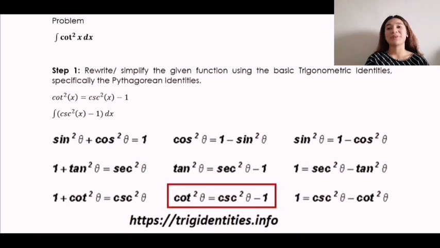Hi guys, my name is Dorothy and I'll be presenting integration. So here we have a given problem. It is to integrate cotangent squared x dx. So in order to solve this problem, we will have to go through 6 steps. So in step 1, we have to rewrite or simplify the given function using the basic trigonometric identities, specifically the Pythagorean identities. So we have here cotangent squared x is equals to cosecant squared x minus 1. So the integral of cosecant squared x minus 1 dx. That is for step 1.